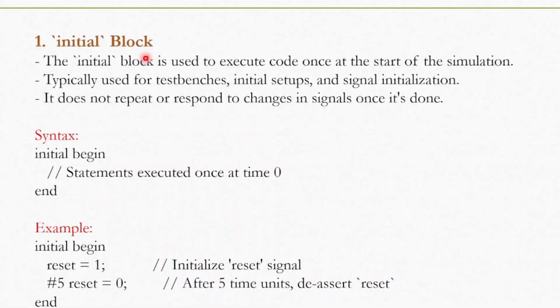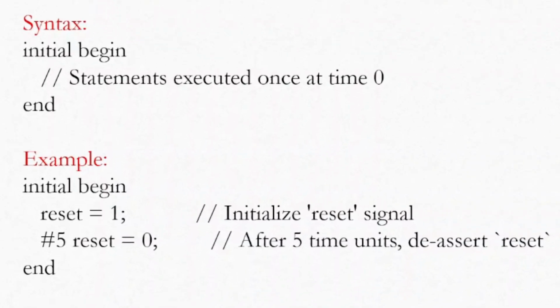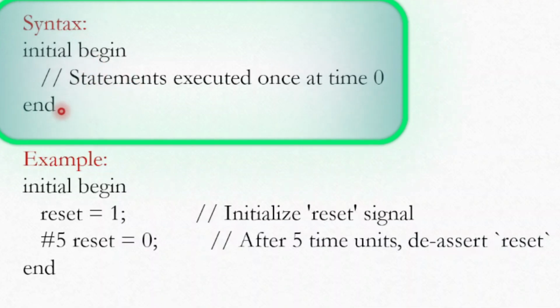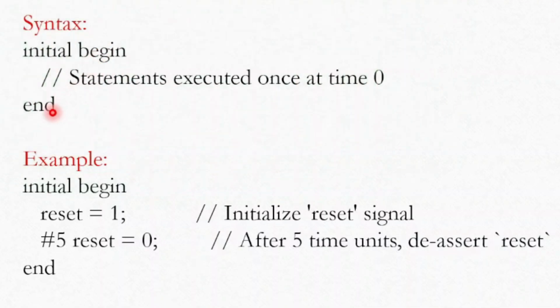For the initial block, the initial block is used to execute code once at the start of the simulation. Typically used for test benches, initial setups, and signal initialization. It does not repeat or respond to changes in signal once it is done. The syntax for the initial block is initial, then begin, then statement, then end. The keywords begin and end are used for multiple line statements. If there is a single line statement, we can avoid the keywords begin and end.